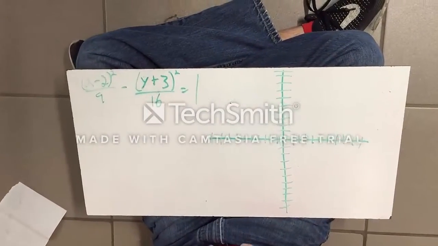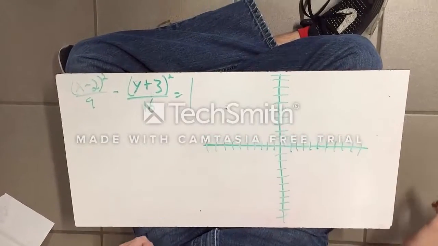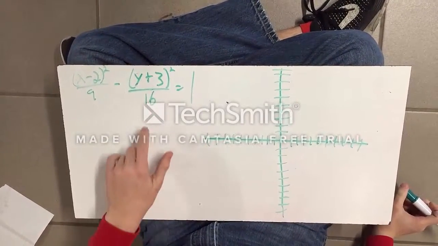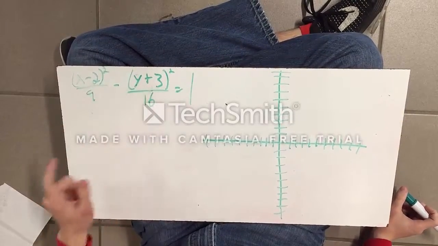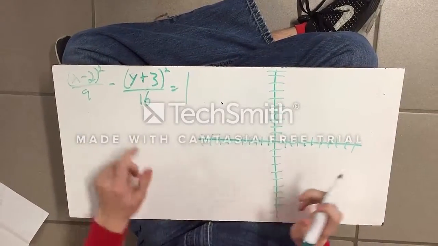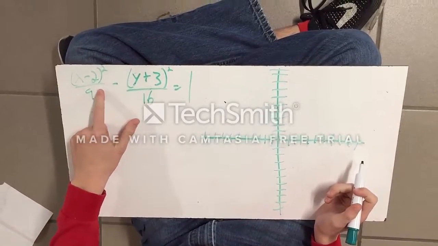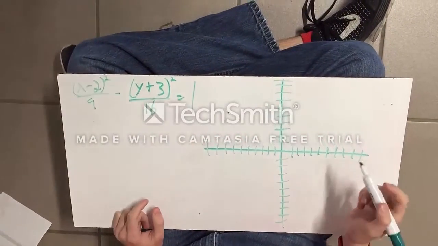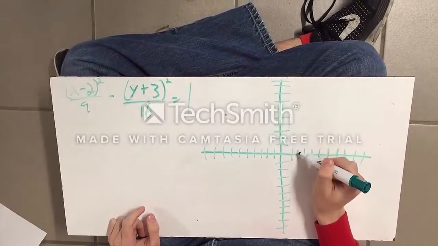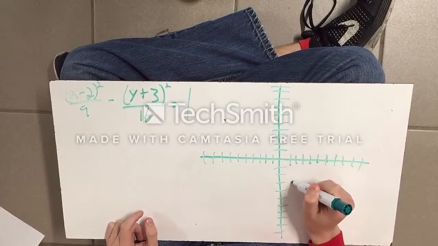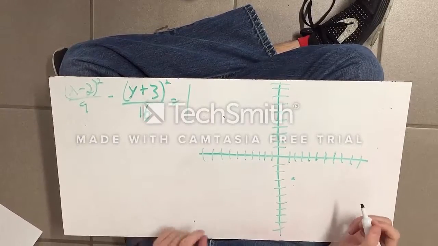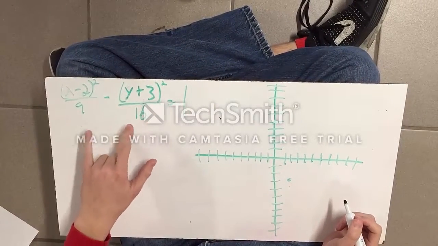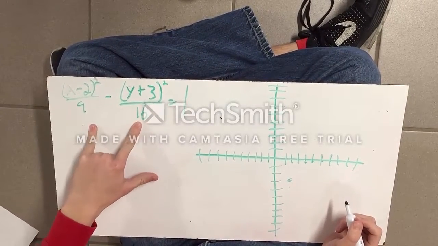So I will be showing you how to graph a hyperbola. Now, first we find the vertex by taking what's in the x term and the y term, and we flip the signs. So the vertex will be at 2, negative 3. So you go to the right 2 and down 3. And that's our vertex.